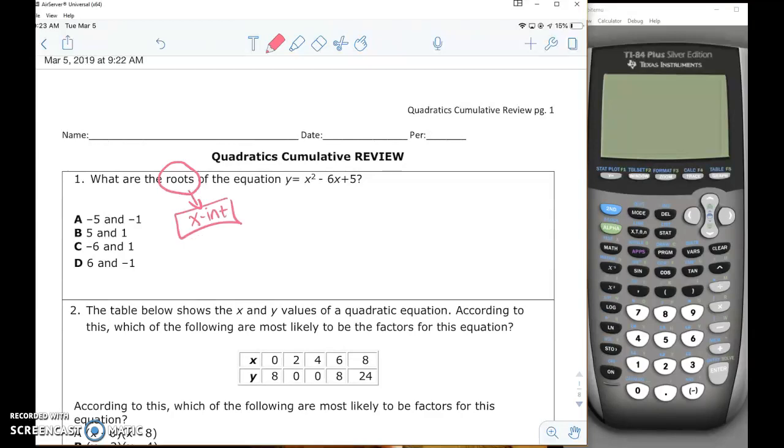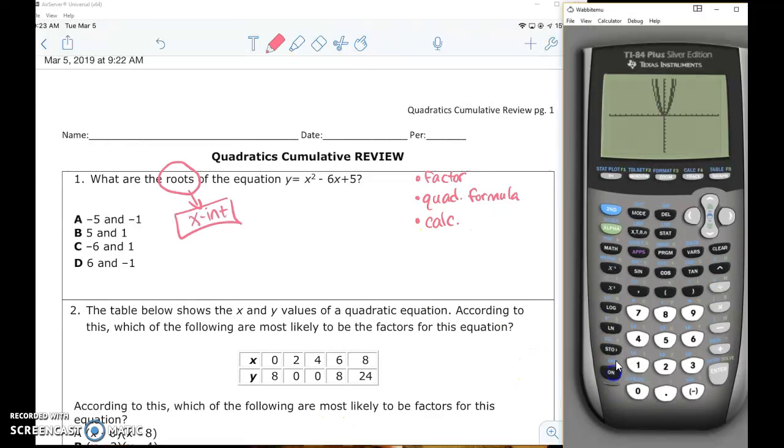We have multiple ways that we can solve this. We can solve by factoring. We can use the quadratic formula. Or we can graph in our calculator. I'm going to graph this in my calculator to find the roots or the x-intercepts. I go to y equals on my calculator. I'm going to type in my equation, y equals x squared minus 6x plus 5, and take a look at the graph.